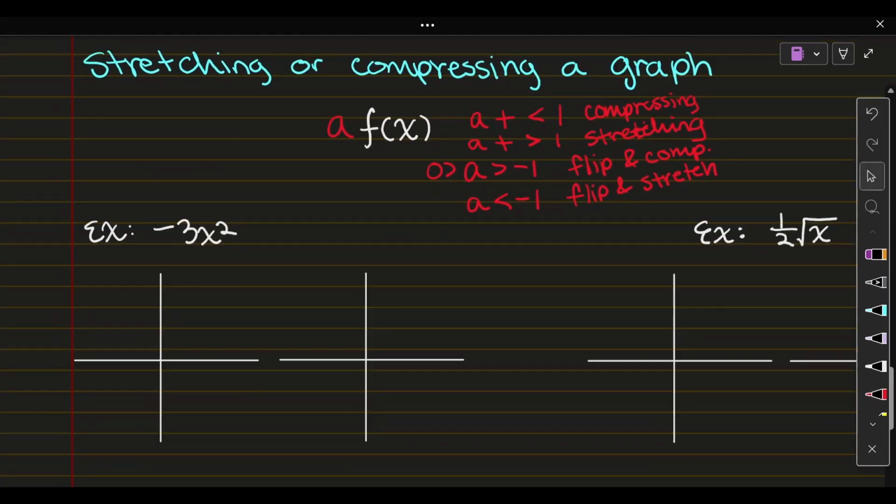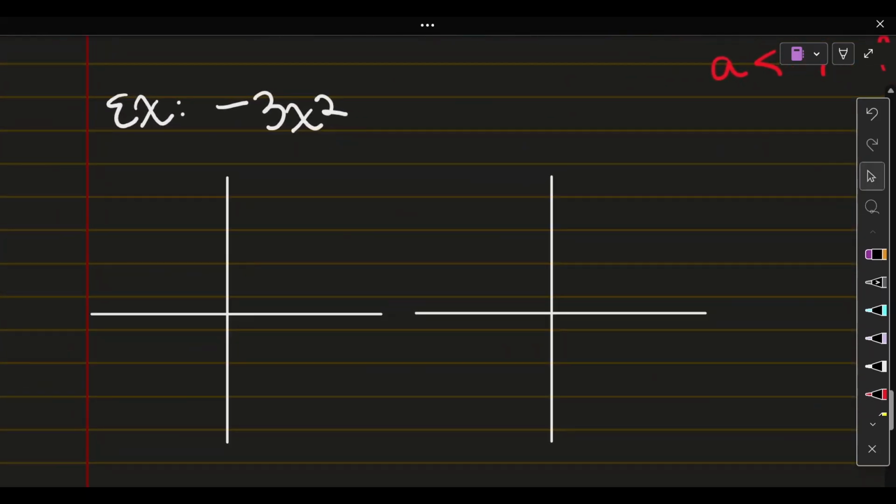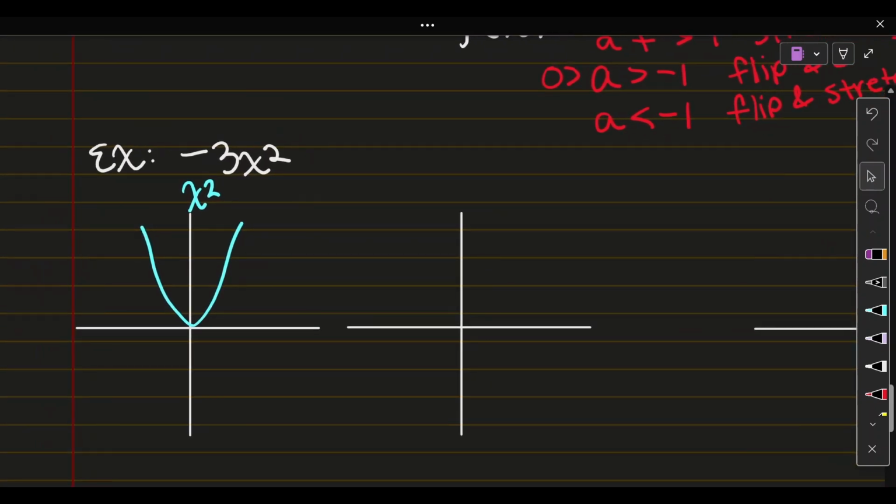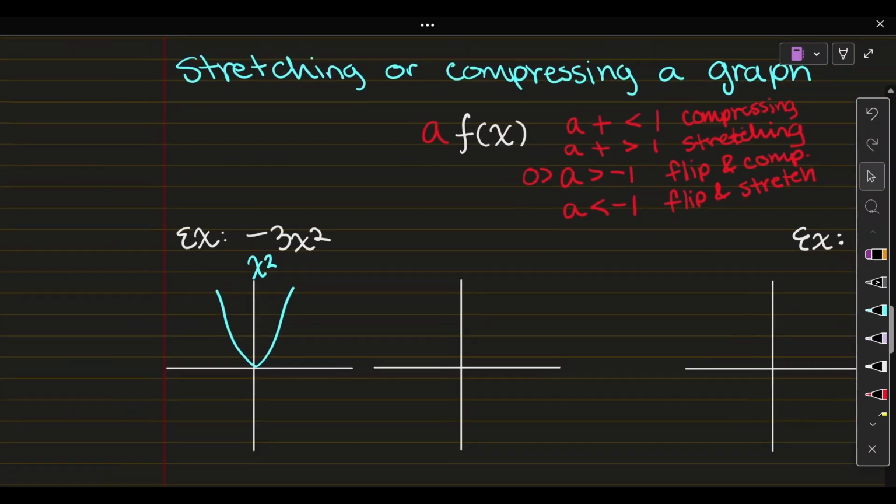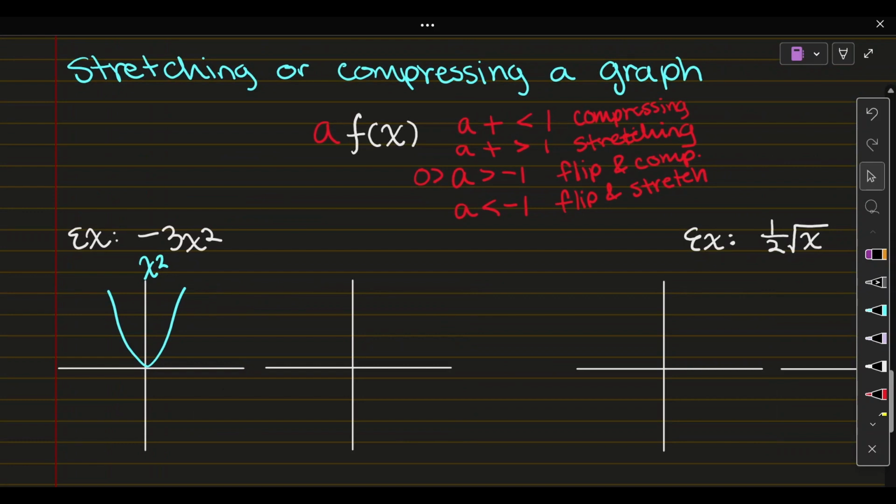Okay, let's look at negative 3x squared. My parent is going to be x squared. Again, it looks like a parabola that passes through the origin. Negative 3x squared says flip it, right? We flip it because it's negative, and it's less than -1, so we stretch it by a factor of 3. This parabola has points (1, 1) and (-1, 1). So if I flip it, it's going to open downward instead of opening upward, and it's going to be stretched in the vertical direction by 3 units.